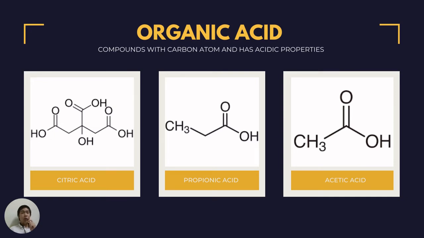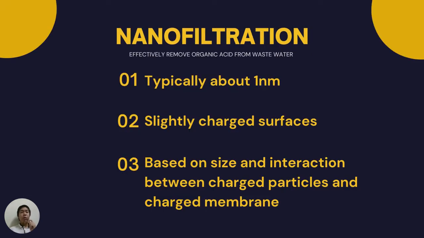So now I would like to talk about the treatment of organic acid in the wastewater. First of all, organic acid refers to those compounds with carbon atom and has acidic properties. Examples of organic acid are citric acid, propionic acid, and acetic acid. For the removal of organic acid from the wastewater, nanofiltration can be one of the effective ways to do it.